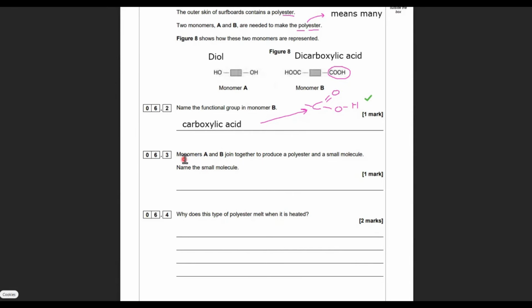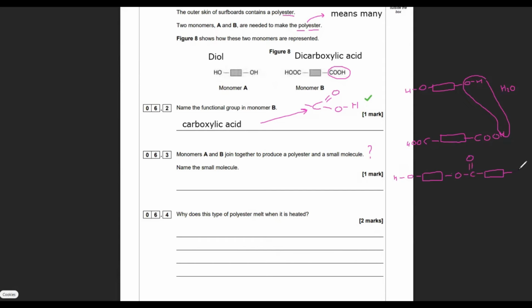Okay, 6.3. Monomers A and B join together to produce a polyester and a small molecule. Name the small molecule. So this is going to take a little bit of drawing. So I'm going to draw these together for you. I'm going to use a rectangle, as they have in this question, to represent lots of carbons and hydrogens. And then essentially we've got the carboxylic acid and the OH group on the alcohol. They react together, removing 1 OH, doesn't matter which one you remove it from, and an H from the other one. And then you join the 2 ends up.